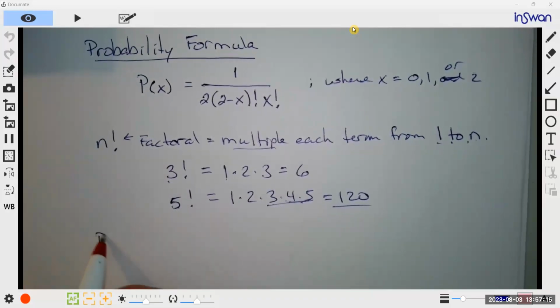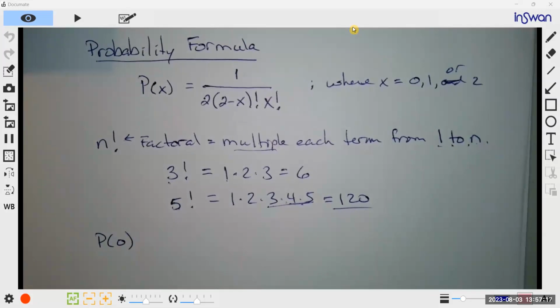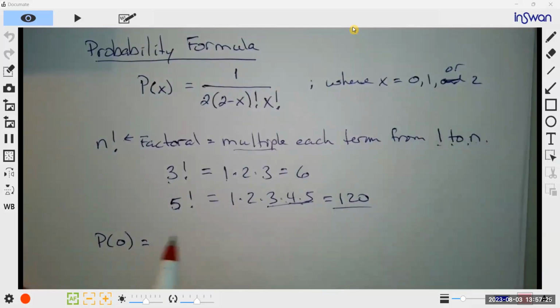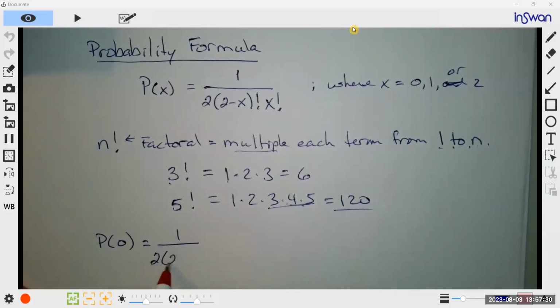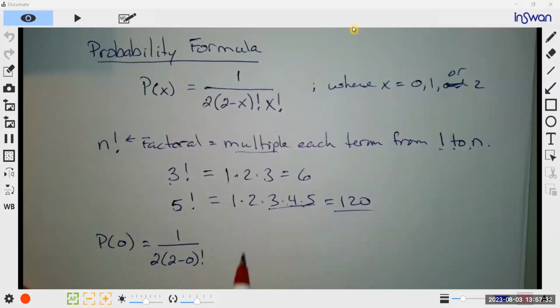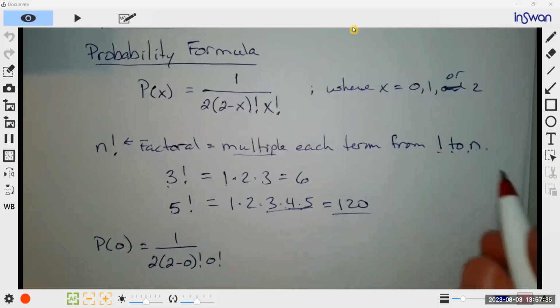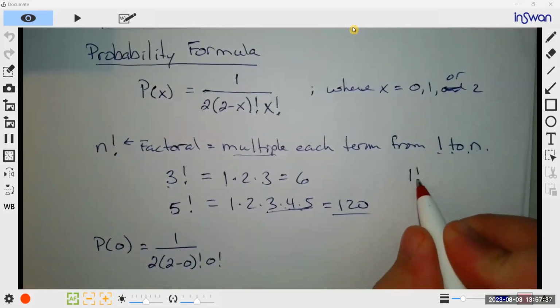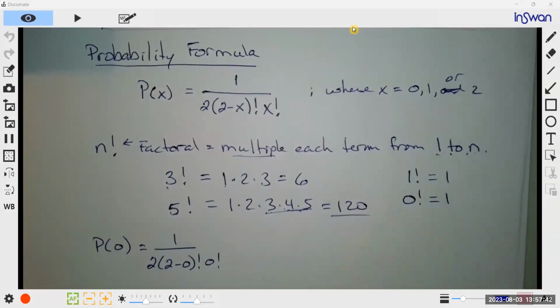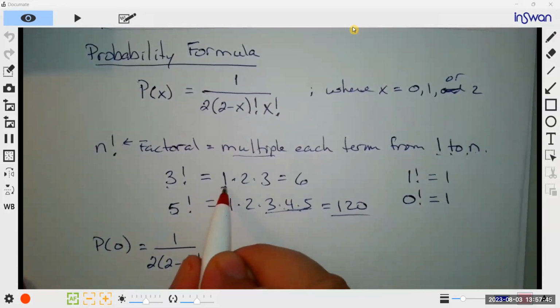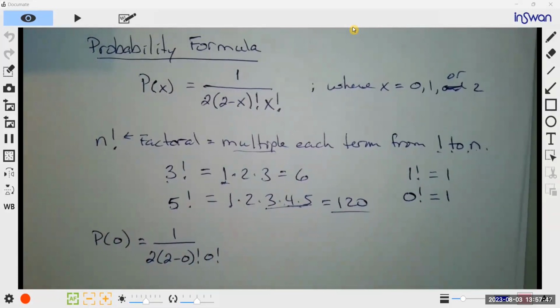So let's look at what would happen if we had 0, because this is the number of outcomes. So we have 1 over 2, 2 minus 0 factorial times 0 factorial. Note, 1 factorial is just 1. If you have 0 factorial, that also equals 1, because the lowest you can go is 1. There are no zeros in factorials. If you have a 0, it's 1.